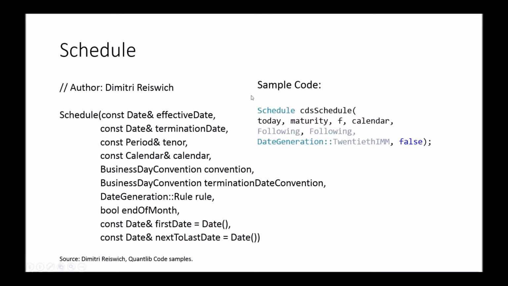And then we will have a sample code here. That is how we define a schedule. So we have a CDS schedule, and we will put today, that is the effective date, maturity, that is the termination date, and F, that is a frequency that is defined earlier, and a calendar, that is the target calendar. And for business day convention and termination date convention, we will both use following. And date generation that we said earlier is the 20th IMM. And for end of month, we will choose false.